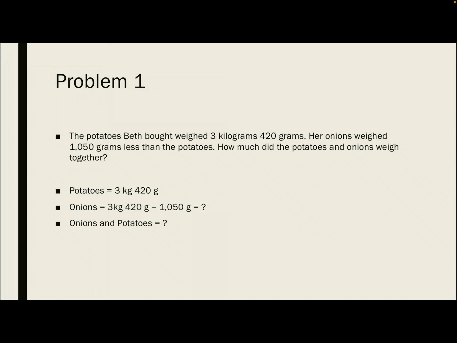So we are going to go ahead and solve step 1, which is the 3 kilograms, 420 grams minus the 1,050 grams for the onions. So let's go ahead and get that written down. 3 kilograms, 420 grams, 1,050 grams. Now, there's a couple ways that you can solve this. We can either convert everything to the same unit, or we can use the simplifying strategy. I'll show you how to do both.